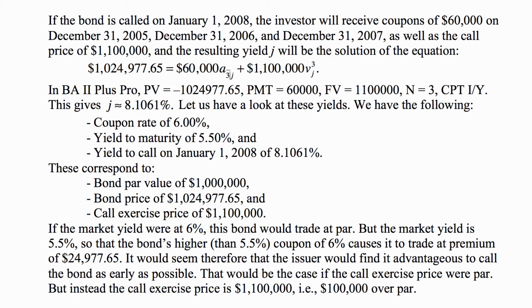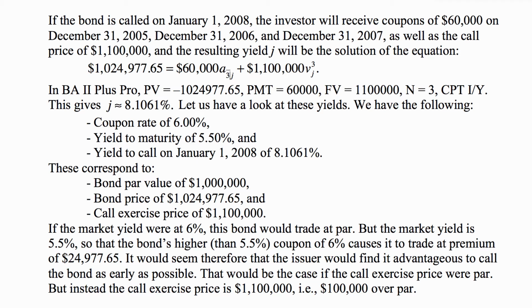that the price paid, which is $1,024,977.65, is paid for with those coupon payments of 60,000 over 3 years, plus $1,100,000 call price paid in 3 years. We enter that 1,024,977.65 as negative as the present value, payment of 60,000, future value of $1,100,000, N equal to 3, and compute I/Y in BA II Plus Pro, and get j equal to 8.1061.